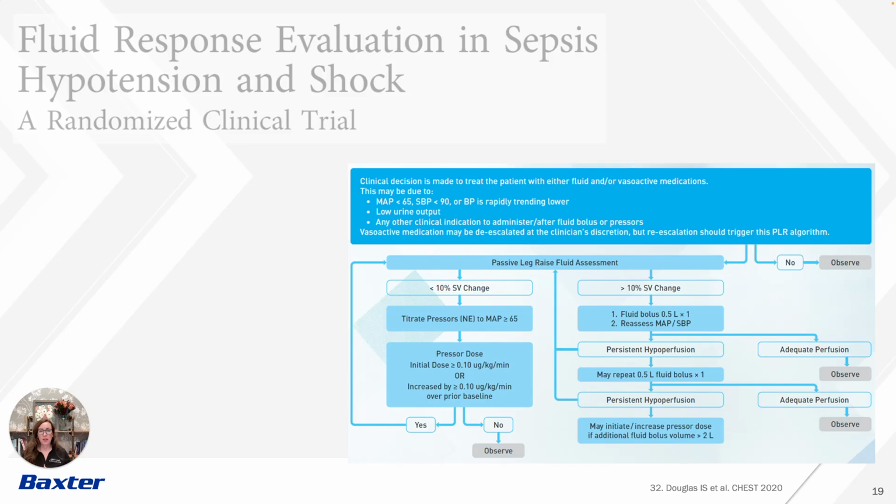So the Fluid Response Evaluation in Sepsis, Hypotension, and Shock trial was predicated on this idea: can we do a prospective multi-center randomized trial where we can determine whether stroke volume guided fluid resuscitation in sepsis, hypotension, and shock changes outcomes? The answer to that is yes. Spoiler alert. But I wanted to show you guys the clinical pathway, the protocol that they used.